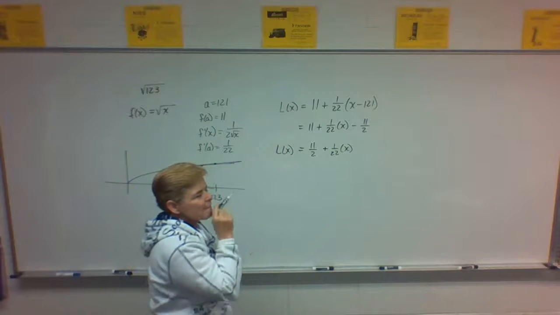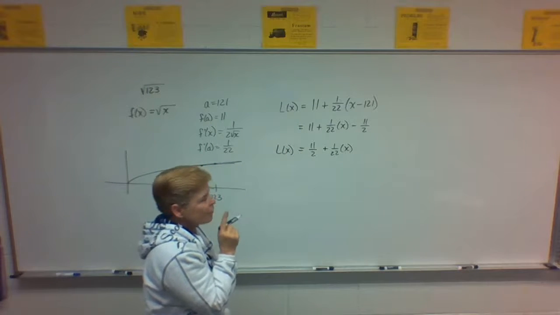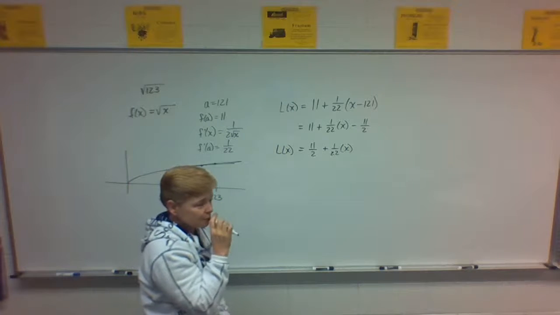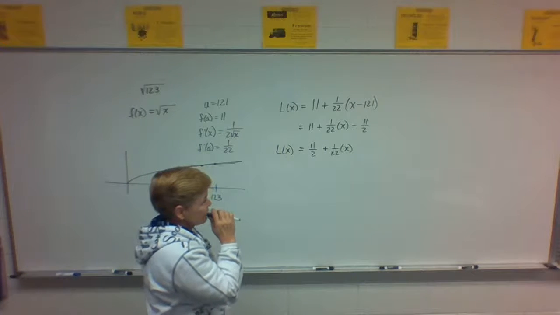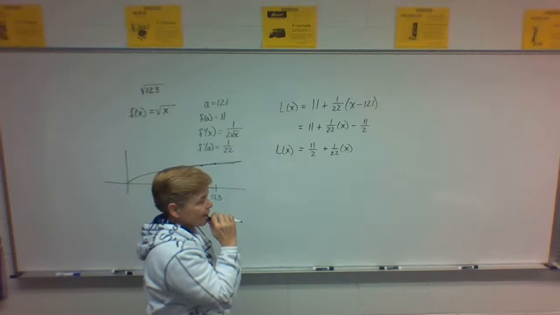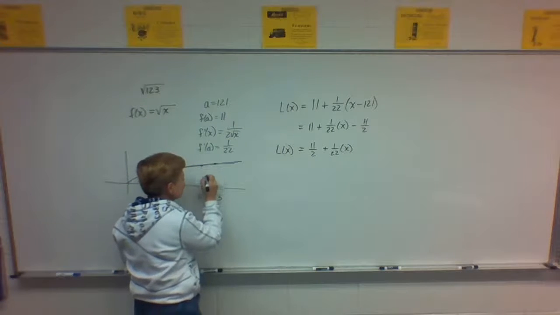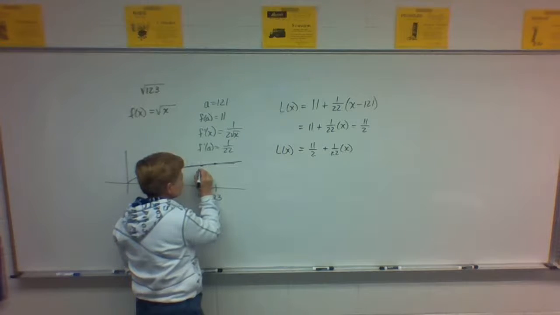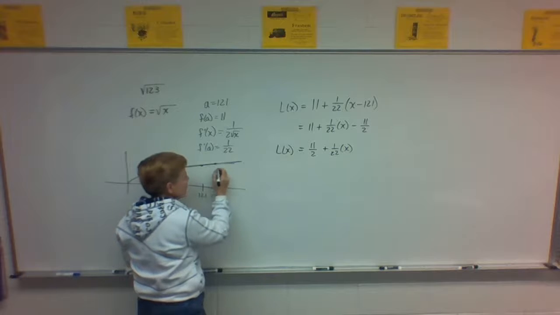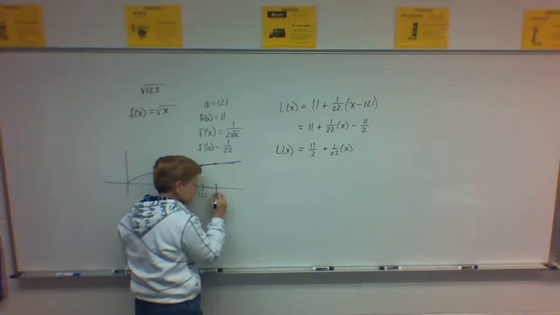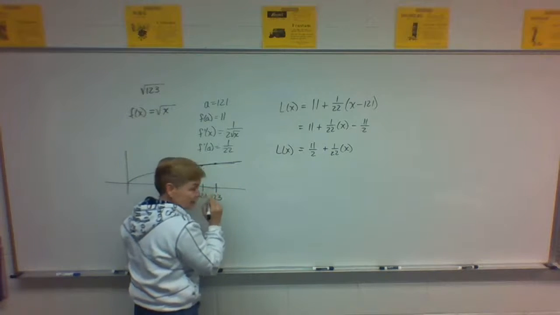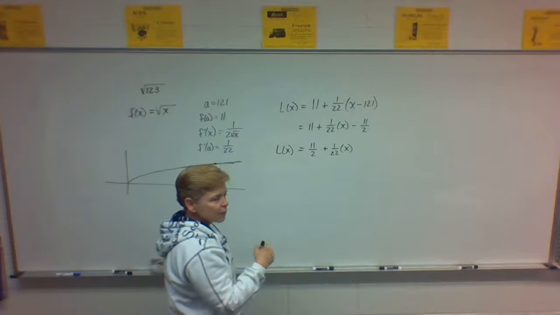Where do we evaluate it? If I want to approximate the square root of 123, look, this is your line. This is your line that's tangent right here. We want to evaluate that line at 123. That will approximate it for us, right?